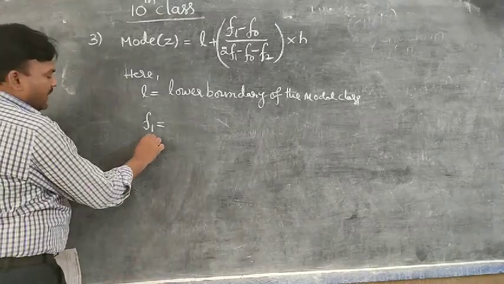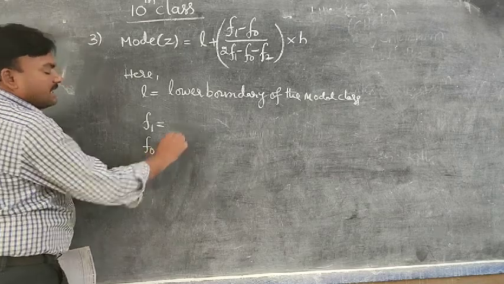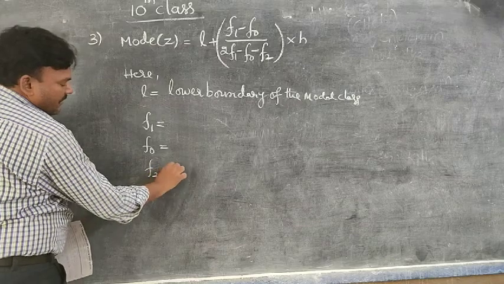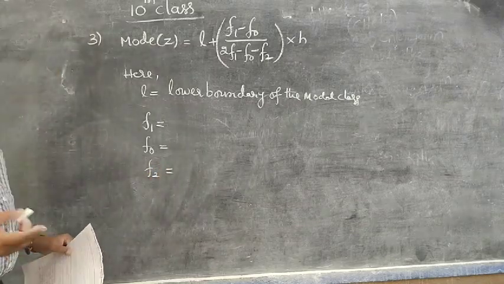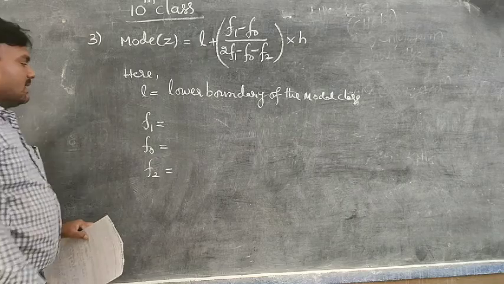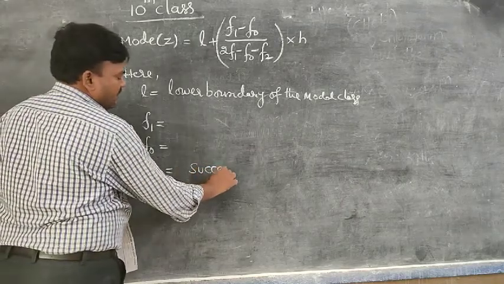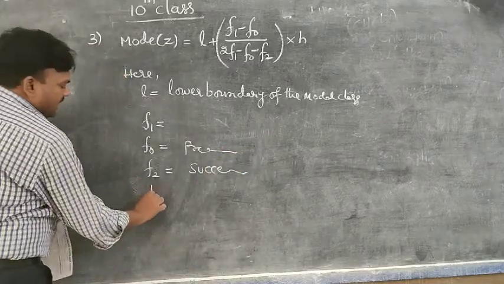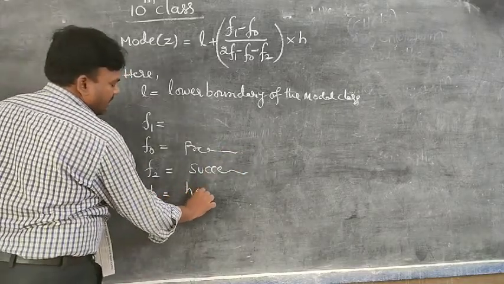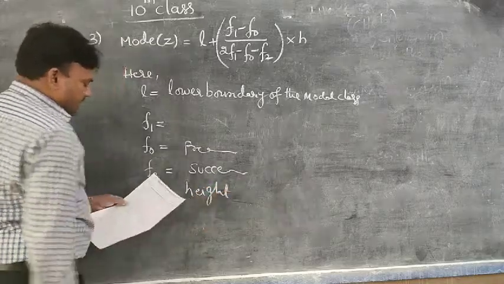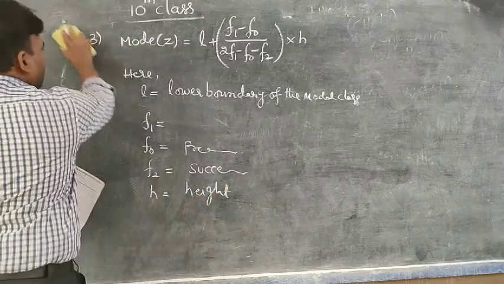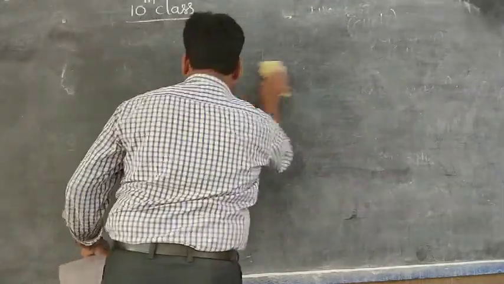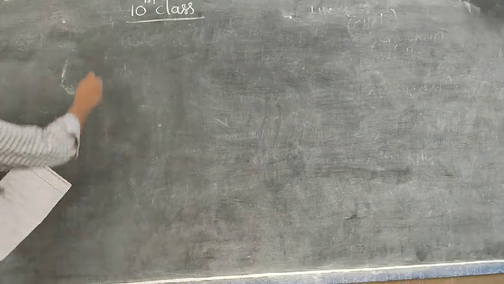Next F0, frequency of the class preceding the modal class. Next F2 equals frequency of the class succeeding the modal class. F0 is preceding the modal class. And finally H equals height of the class or size of the class. This is the third solution. Next, observe the fourth solution.